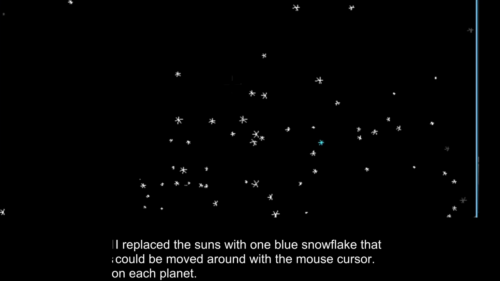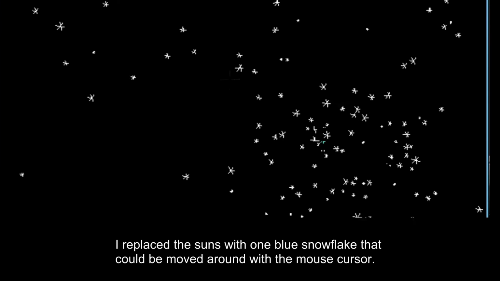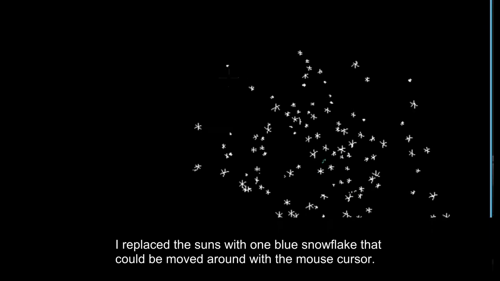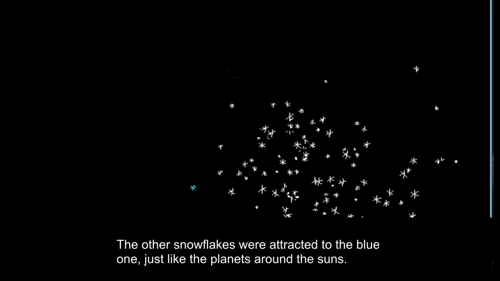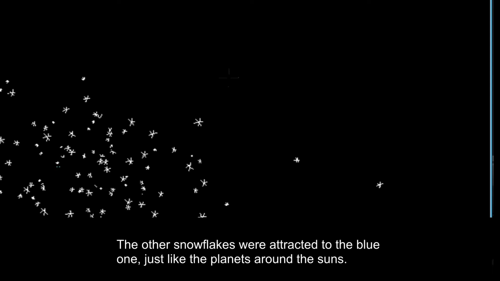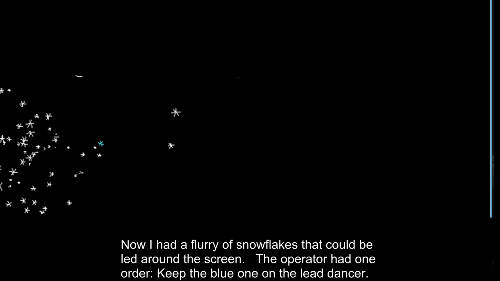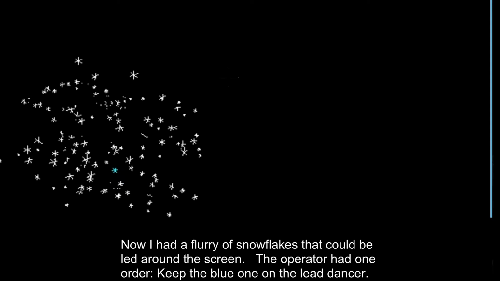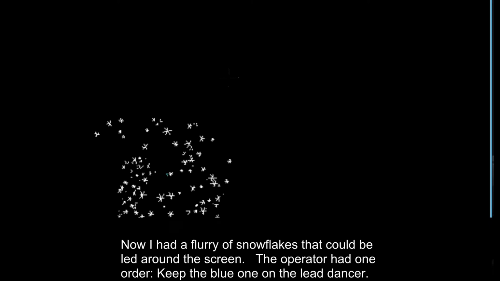I replaced the suns with one blue snowflake that could be moved around with the mouse cursor. The other snowflakes were attracted to the blue one, just like the planets around the suns. Now I had a flurry of snowflakes that could be led around the screen. The operator had one order: keep the blue one on the lead dancer.